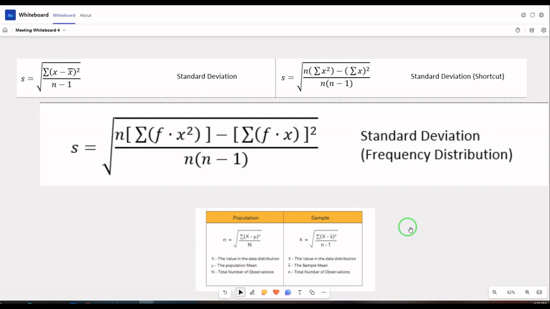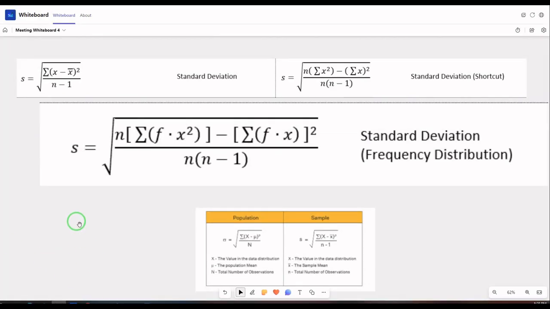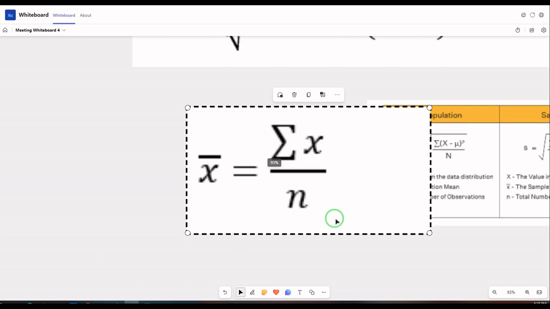So in this formula, the X is the value in the data distribution sample. The X bar is the mean of the sample. You should know how to calculate the mean or the average, and N is your total number of observations. Just to give you a reminder, if you don't remember, this is the formula you have to use to calculate the mean.